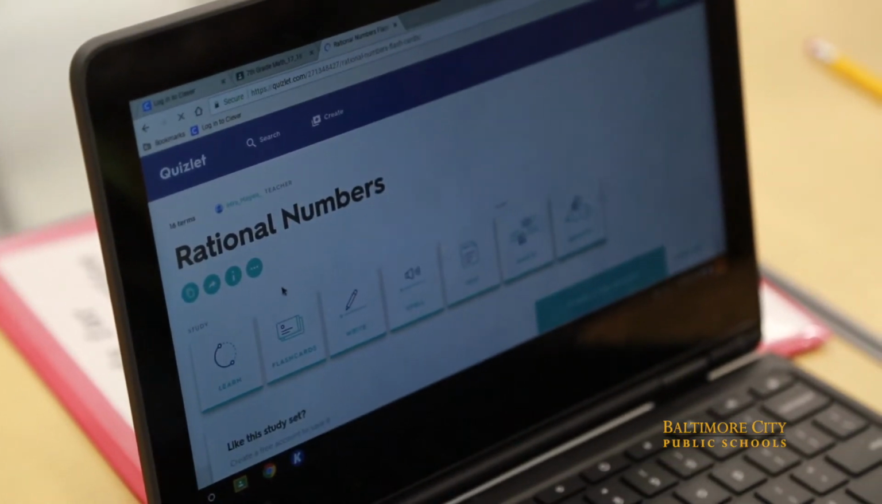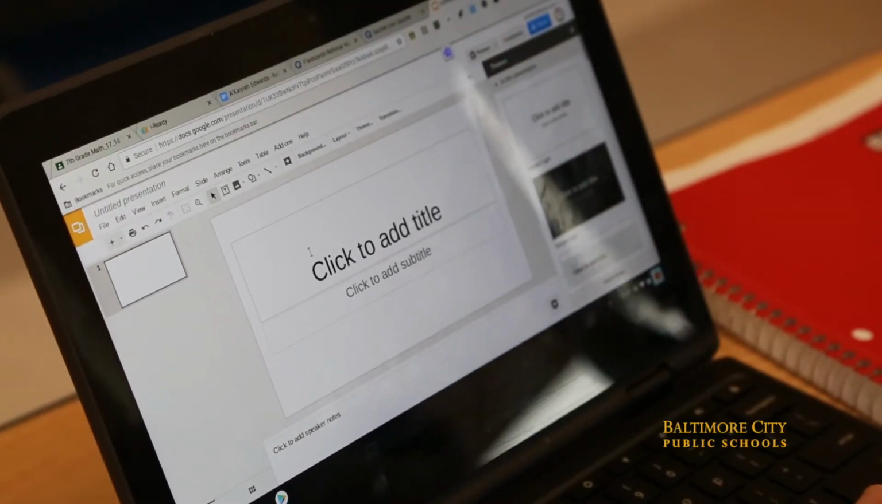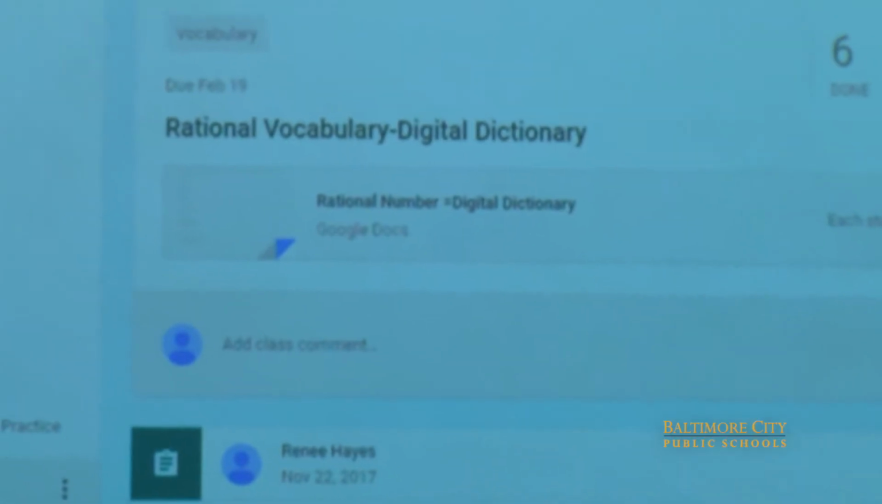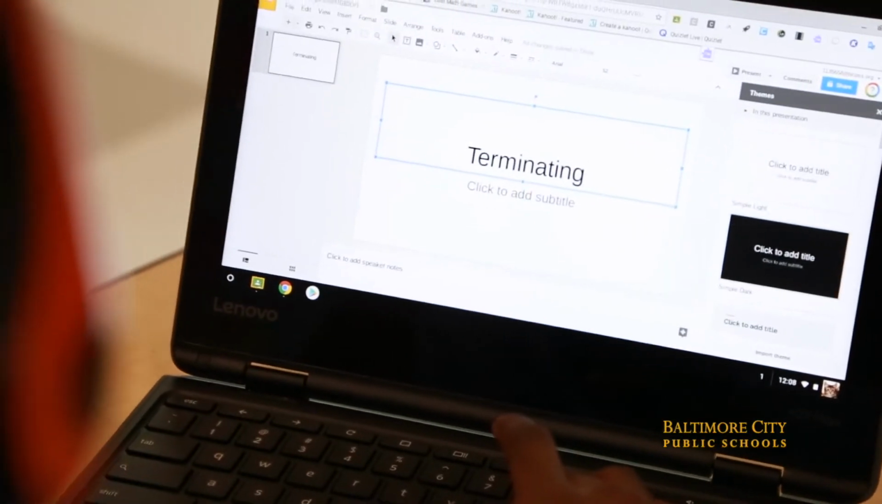We used Quizlet, which the kids really love. It gives them that competitive edge to study their vocabulary words. They were also on Google Slides, where they go back and forth to look at old vocabulary words. We have something called Digital Dictionary where they can look at each module and go back and look at those notes.